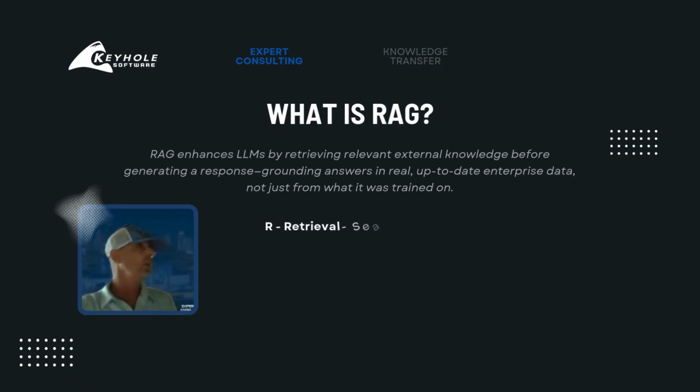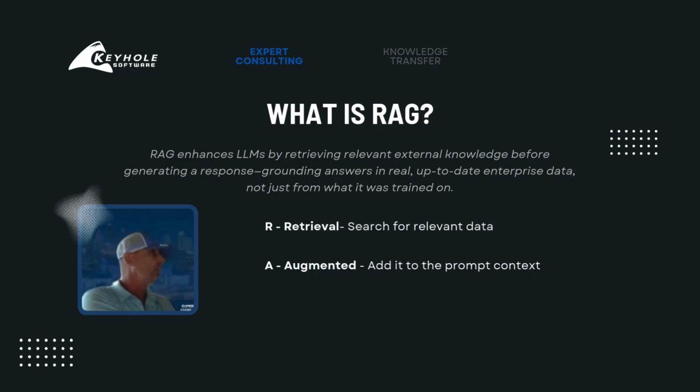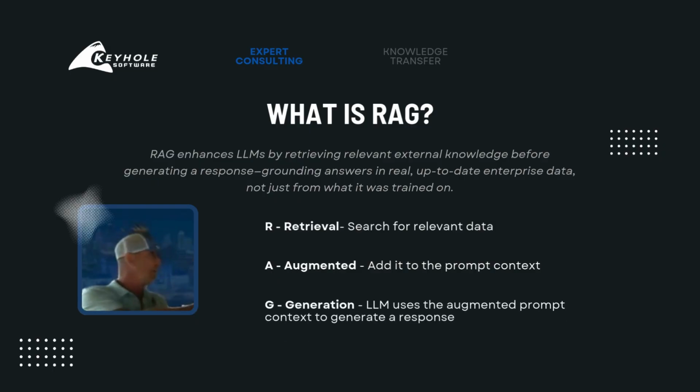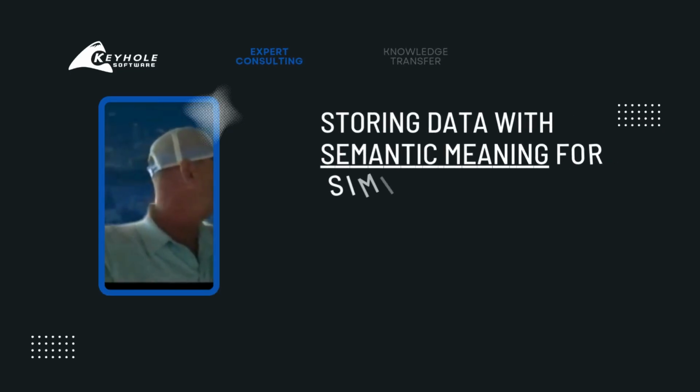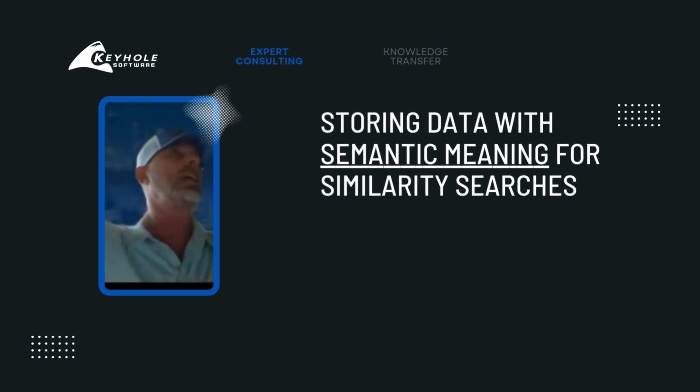Right, retrieval: we're going to search for relevant data or context. We're then going to augment the prompt with that context. And then we're going to generate a response based on the prompt, including the context that was given. That's really all it is. This is the most important thing about LLMs, how they work. If you don't understand this, you don't understand anything about it.